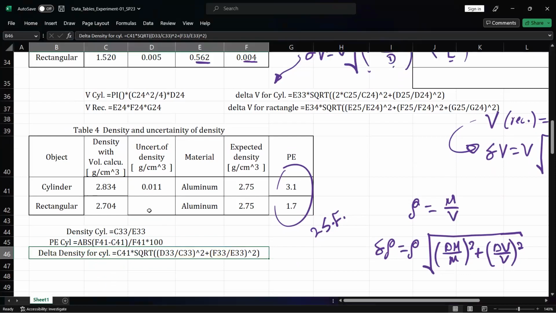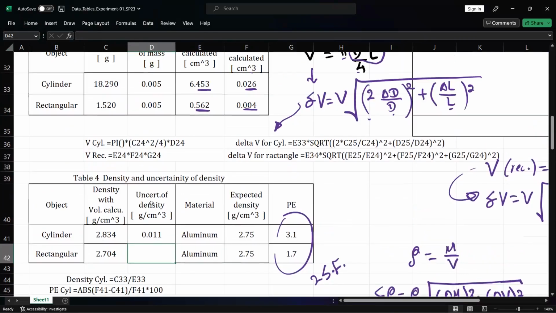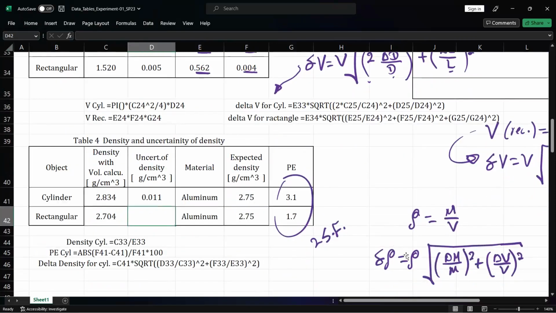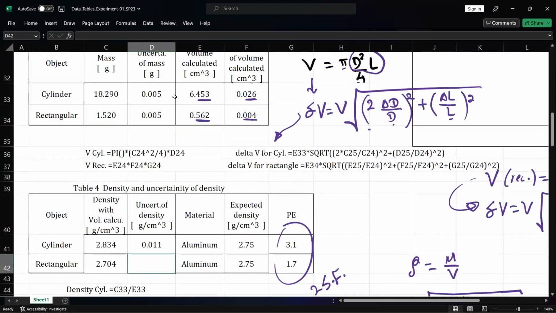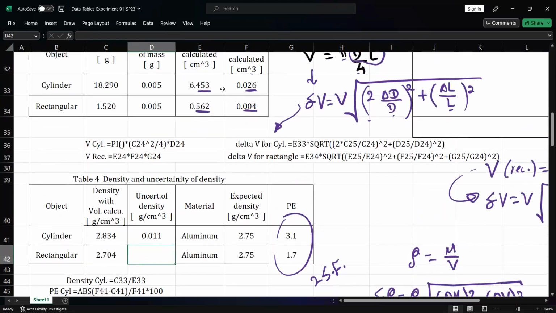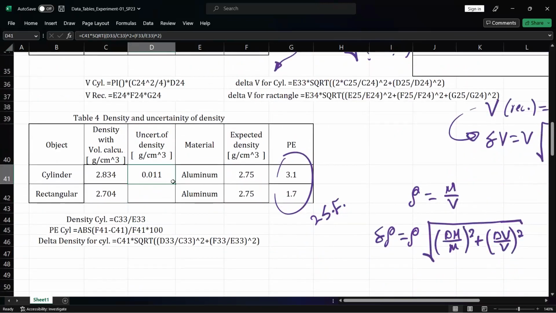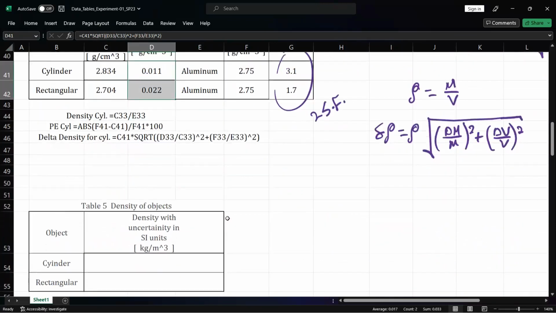All right, so we'll do the same for the rectangle. You can see the same equation for the density, and I'm basically doing the same rows and columns as in the previous table. So I can click this and drag downward, and it will do the calculation automatically. You can see compared to the calculated density value, these errors are really low. That's why we need accurate measurement. That's the idea of using the vernier caliper and so on.